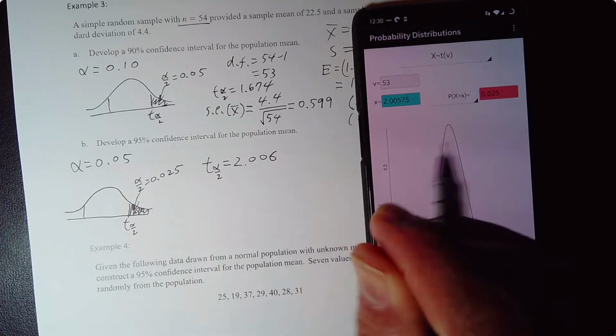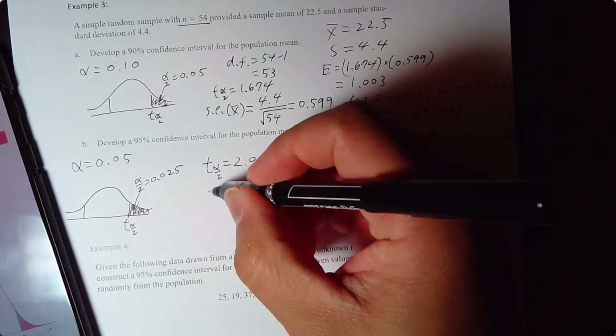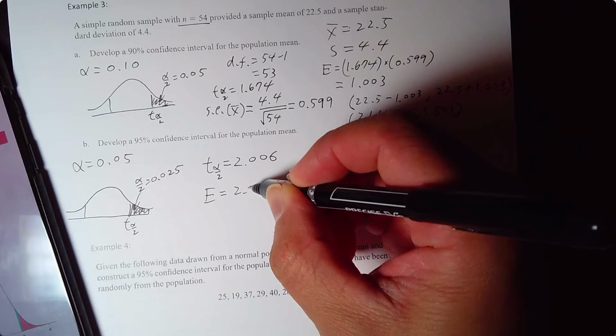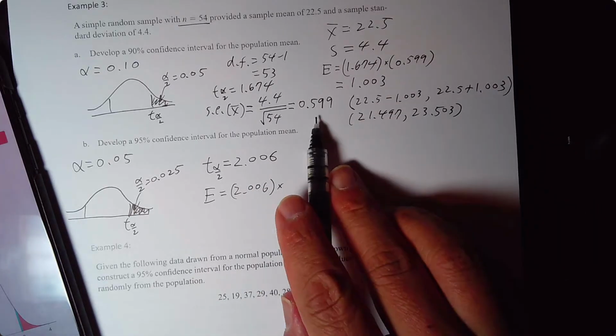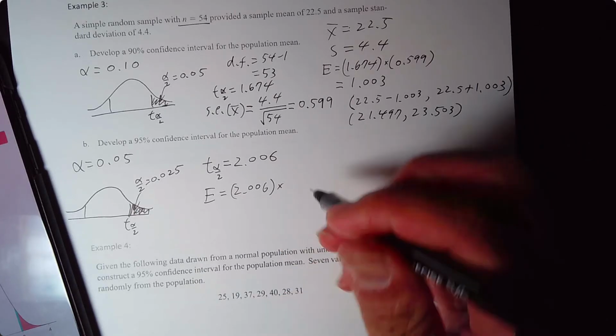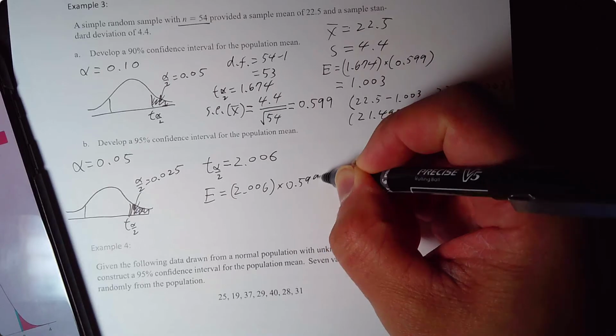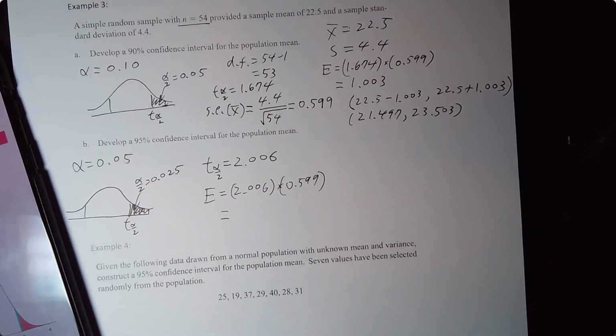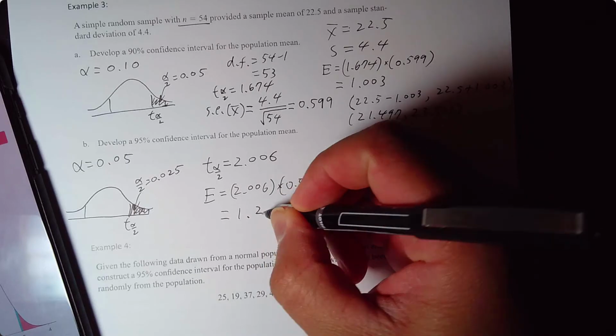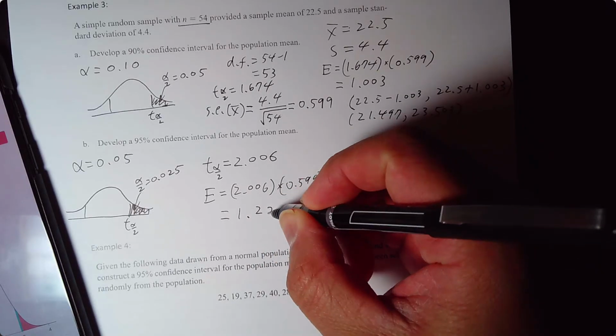Use that to calculate my margin of error. Times my standard error, which I calculated earlier already, which is 0.599. So my new margin of error is going to be 1.20. Let's go ahead and round that to 1.202.